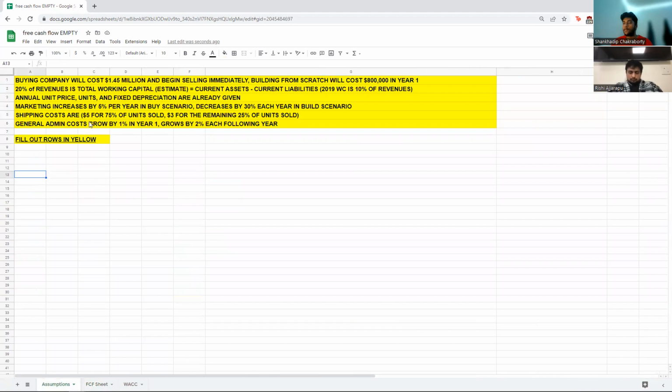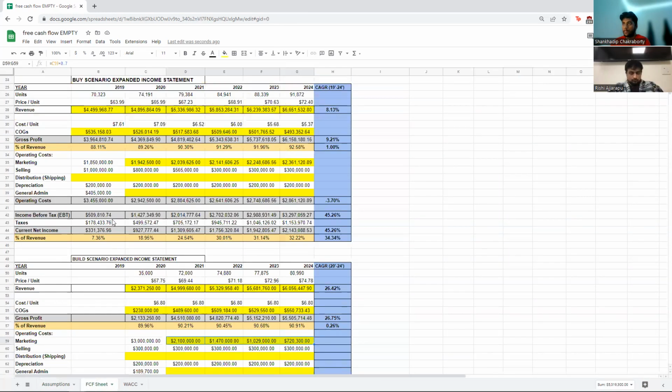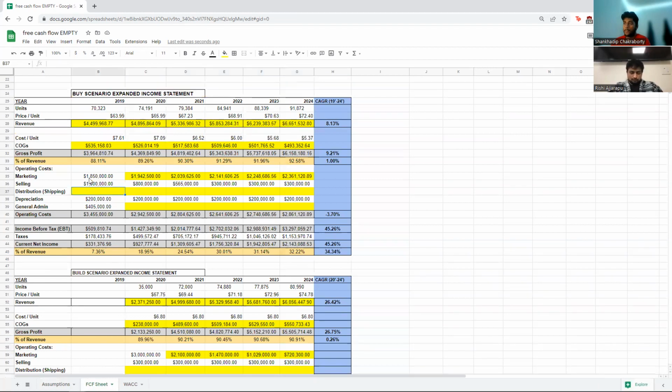Shipping costs are $5 for 75% of the units, or three quarters of the units, and $3 for the remaining quarter of units sold. So the distribution costs basically are the shipping costs. So remember what it said. For 75% of all the units, it's $5 for shipping, and for the other quarter of the total units, it's $3.